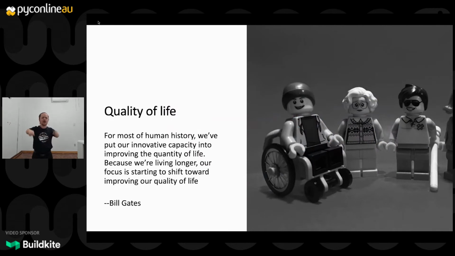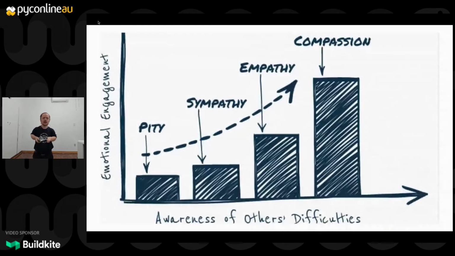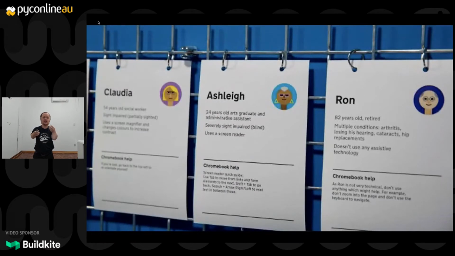And like Bill Gates said, for most of human history, we put our innovative capacity into improving the quantity of life. Because we're living longer, our focus is starting to shift towards improving the quality of life. The carrot, we should do it because we're altruistic, but we also need to drive and be aware of other people's difficulties, not only improve the quality of life, but also start to actually understand the individual.